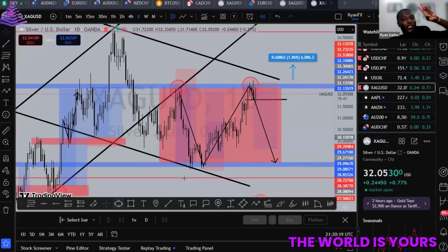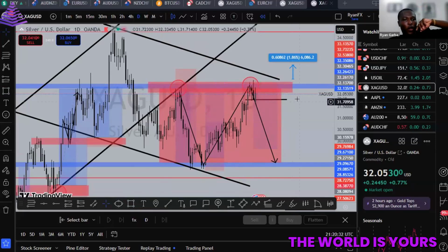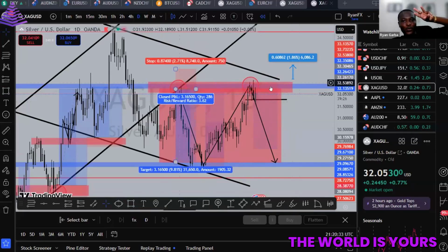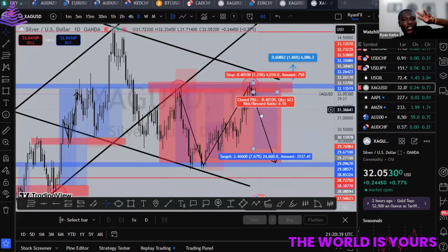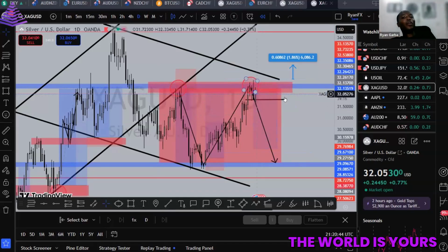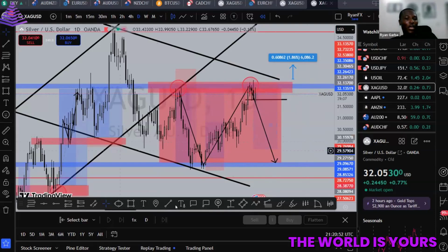Then you can also use your support and resistance. So let's plot this. This is resistance, and price is still below our resistance level. So three confluences. Why waste time? We just have to hop on a sell. That's why we hopped on a sell earlier today.